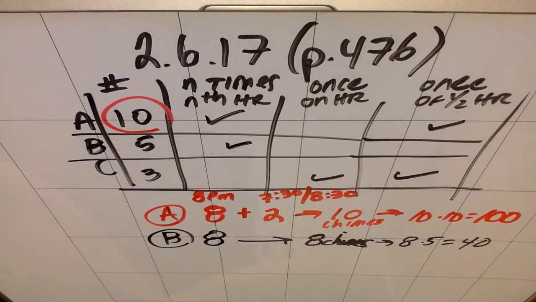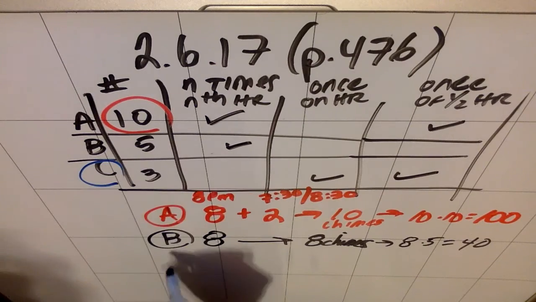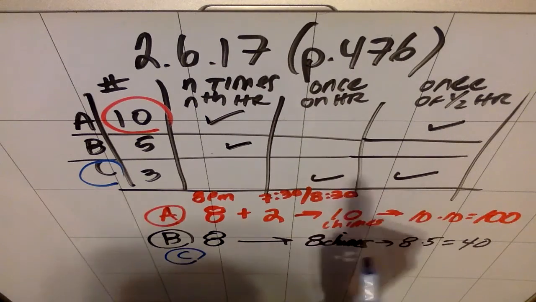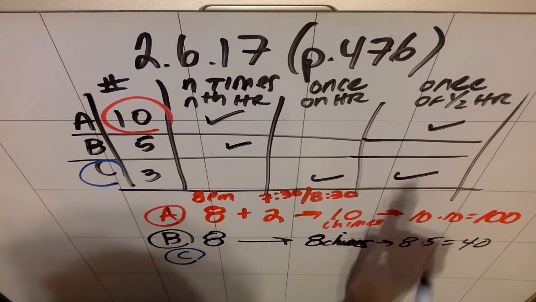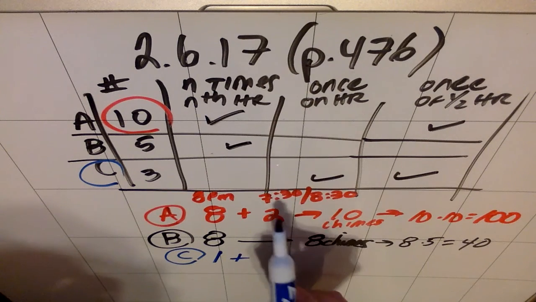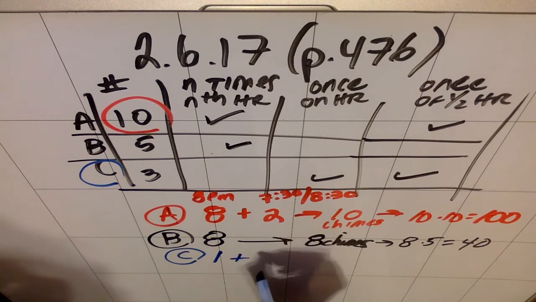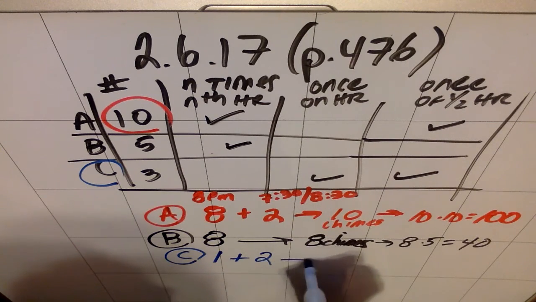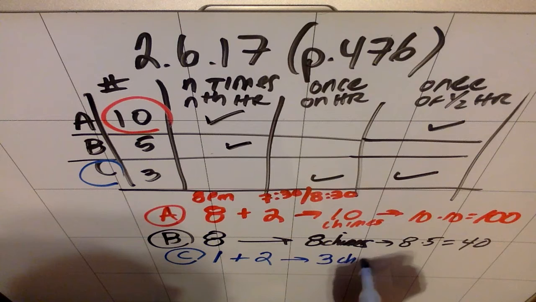Now we're going to go ahead and talk about the clock C's. So I lost my blue marker. There we go. So clock C's, now they chime once on the hour and also once on the half hour. So that means at 8 p.m. they're going to chime once. And on the 2 half hours, which we established were 7:30 and 8:30, that'll be 1 chime each. So that's 2. So the clock C's have 3 chimes.